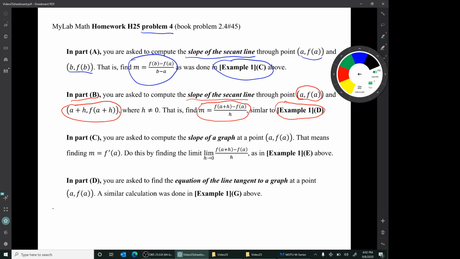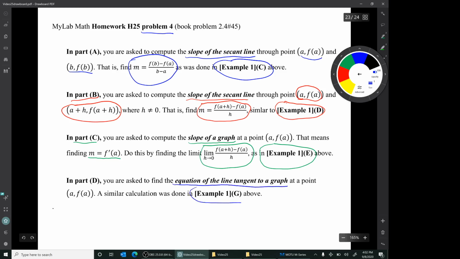In problem 4, part C, you're asked to compute the slope of a graph. Now remember, that means the same thing as the slope of a tangent line, so what you're going to be looking for is denoted this way, m equals f prime of a. You do that by computing this limit, which is like what we did in example 1E. And finally, in part D, you're asked to find the equation of the line tangent to a graph. And that's just like what we did in example 1G above.